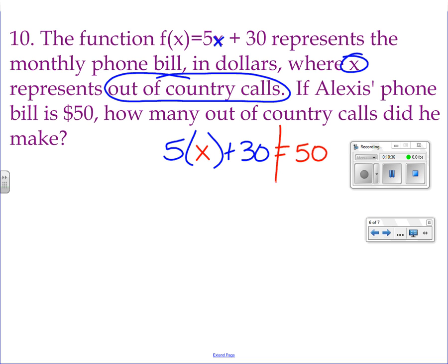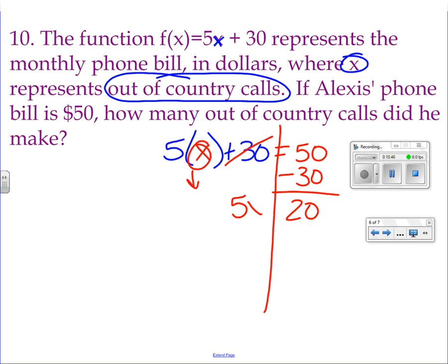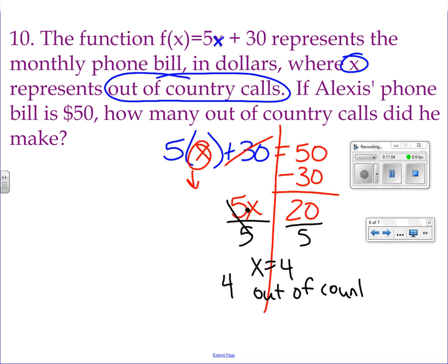So let's draw our line. We're trying to get x by itself. So you want to move plus 30, make it minus 30. Drop down the 5x. These are being multiplied, so we want to divide. x equals 4. What does that mean? It's 4 out-of-country calls.